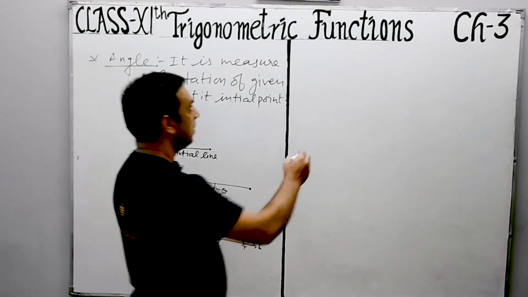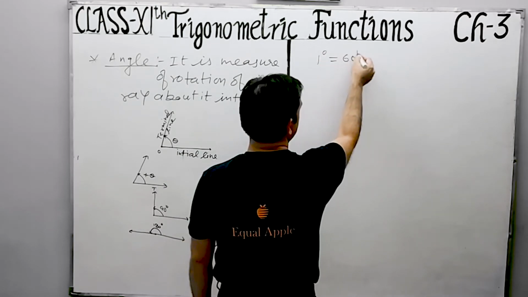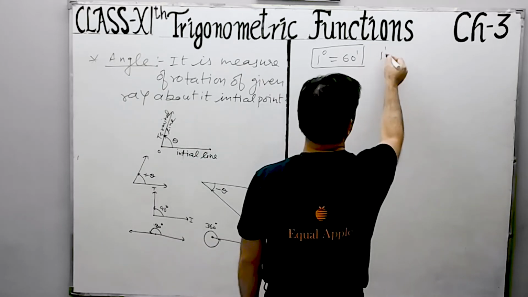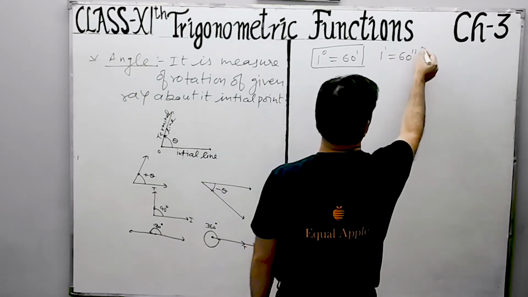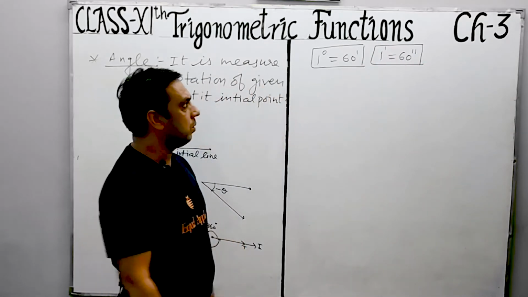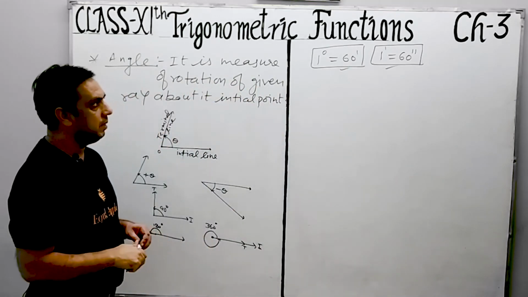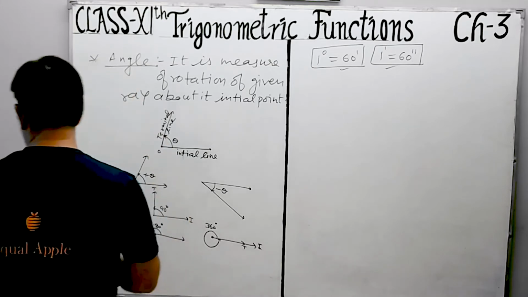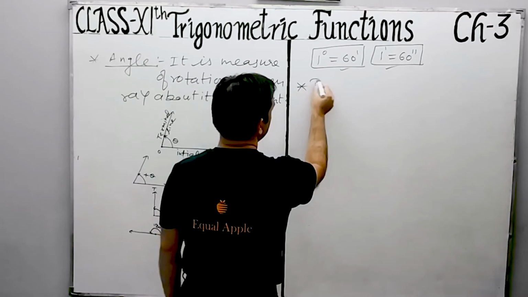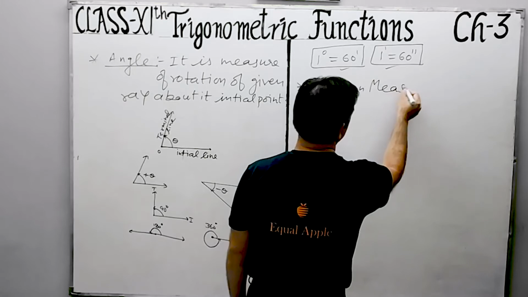Here we can see more things, that 1 degree is equal to 60 minutes, and 1 minute equals 60 seconds. This is a division of 1 degree into minutes and 1 minute into seconds, the use of which we can see in our exercise. So now we come to the next topic, the radian measure.